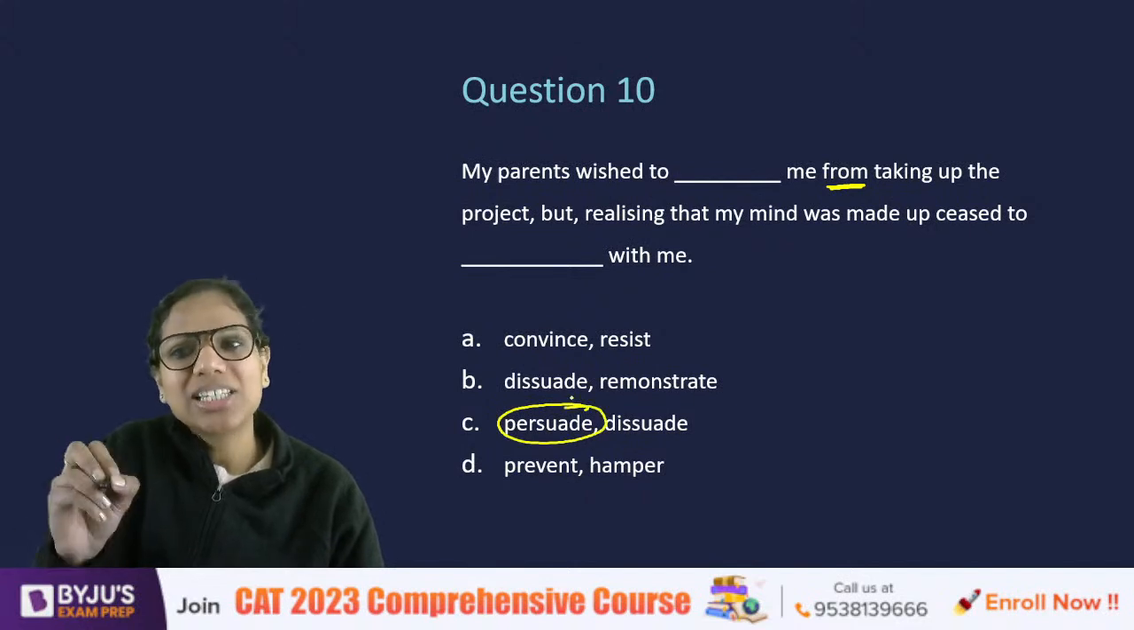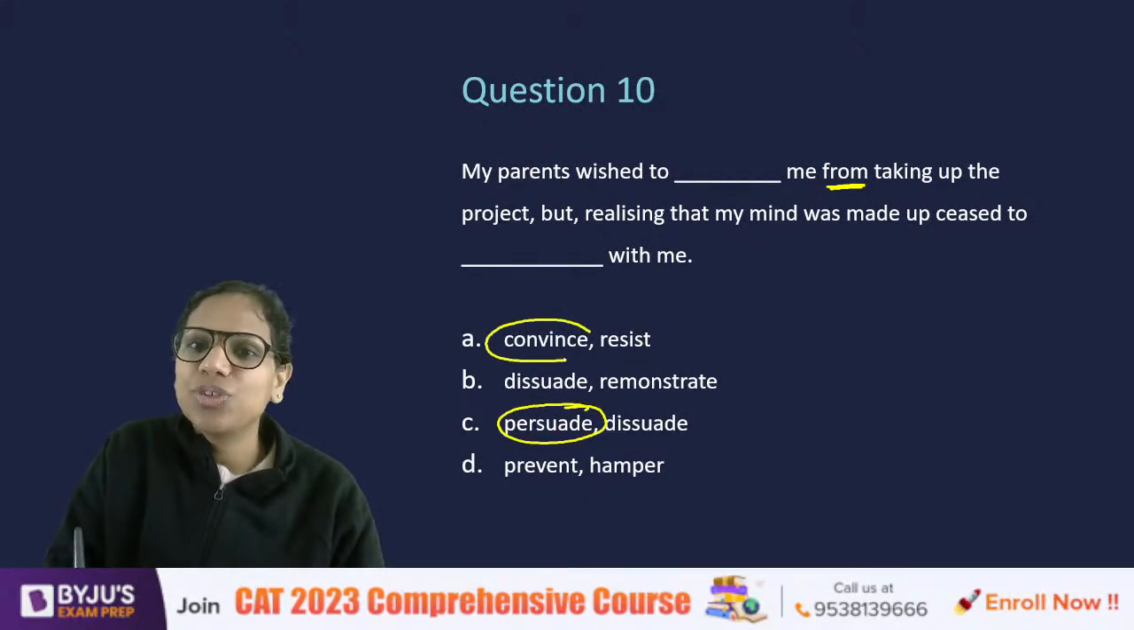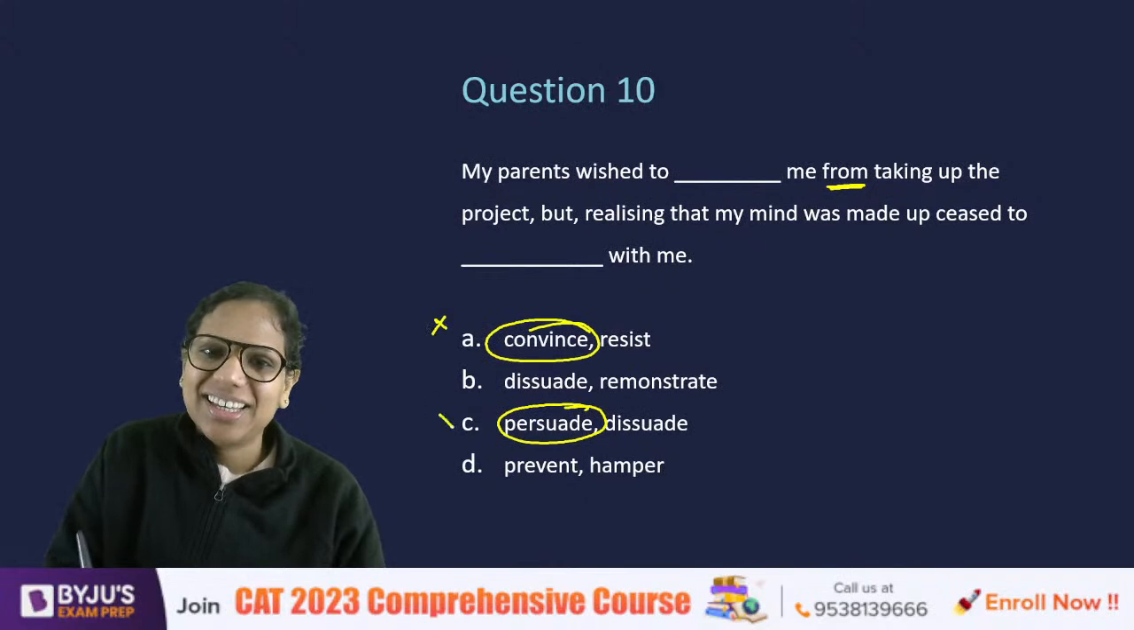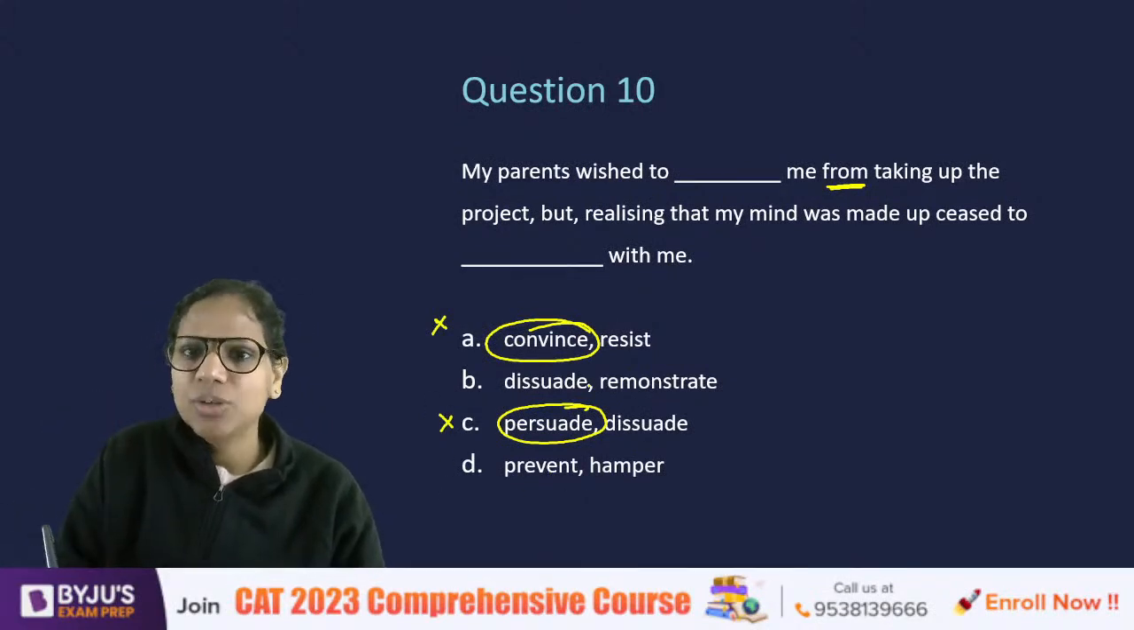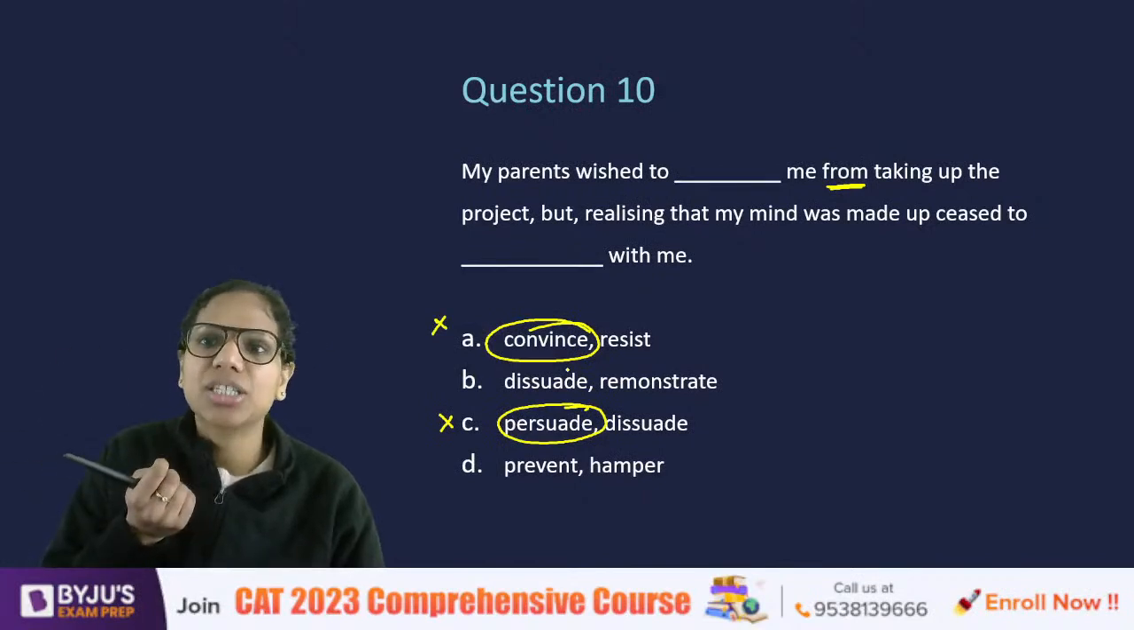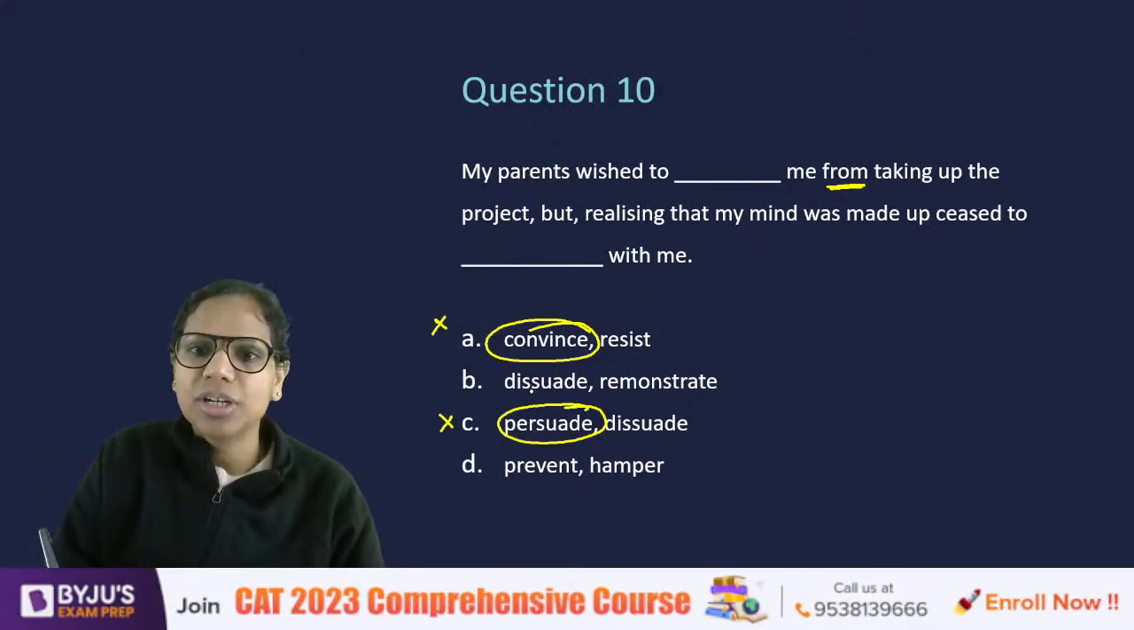So on that basis itself, we convince someone to do something. Okay, we prevent someone from doing something, that is correct. We dissuade someone or we discourage someone from doing something. So grammatically speaking, B and D either can fit.